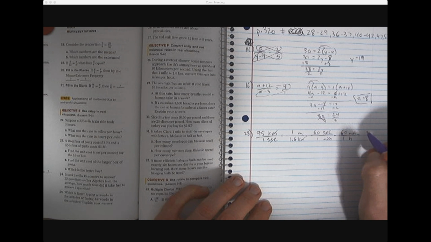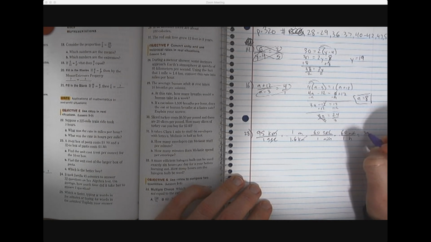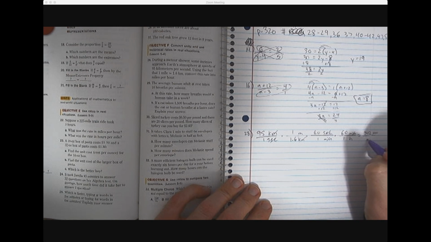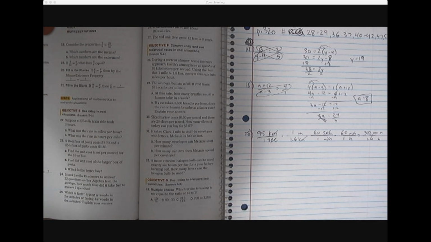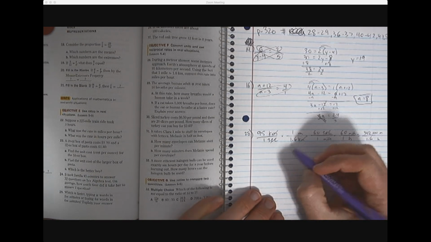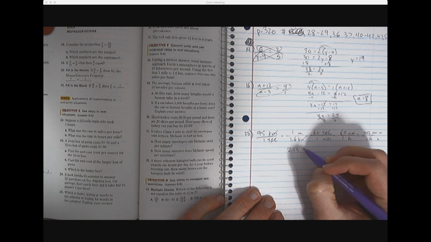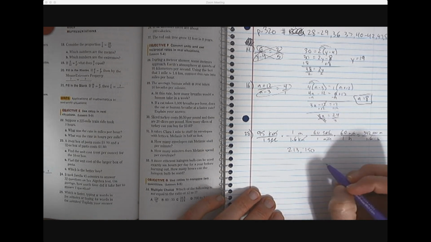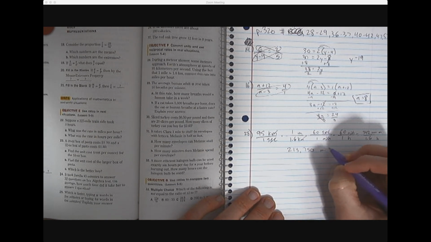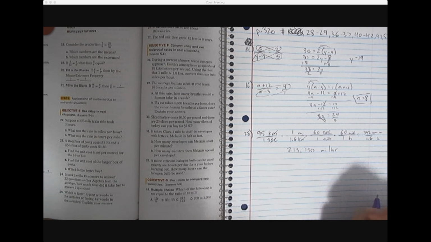So straight across the top with your calculator, you end up with 342,000. On the bottom, that's all ones except the 1.6. And again, miles on top, hours on the bottom. So if we go ahead and simplify these by dividing, 342,000 divided by 1.6, we get 213,750 miles per hour.